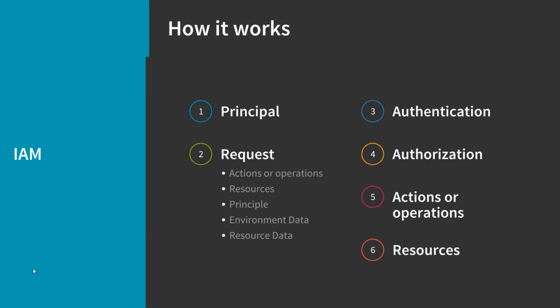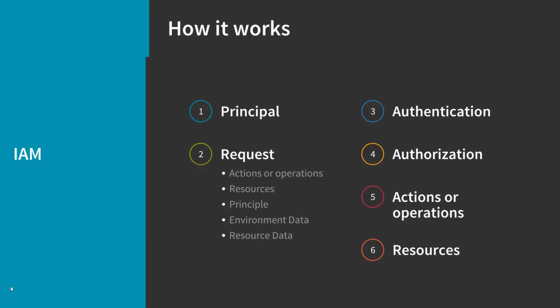Next, we have the request. So when a principal tries to use the AWS Management Console, the API, or the AWS CLI, that principal sends a request to AWS. And that request includes the following information: First is the action or operation, and that is the action or operation that the principal wants to perform. It can be an action in the AWS Management Console or an operation in the CLI or the API.